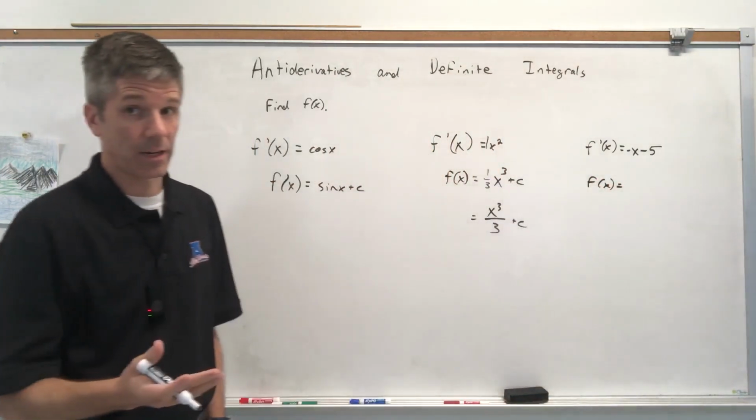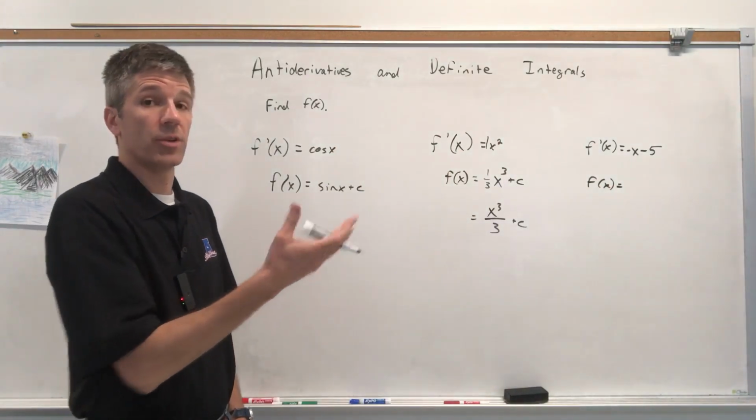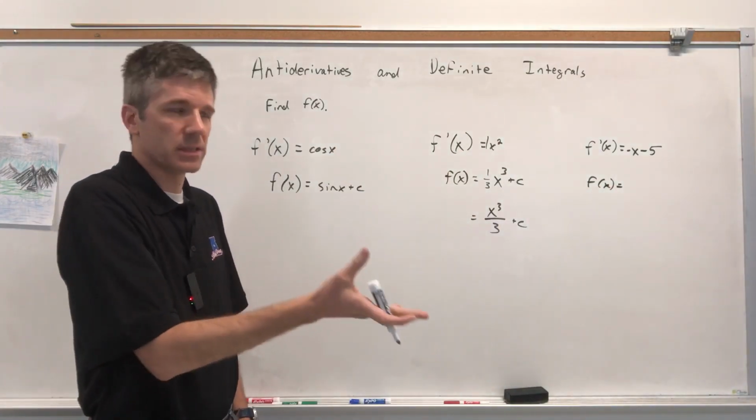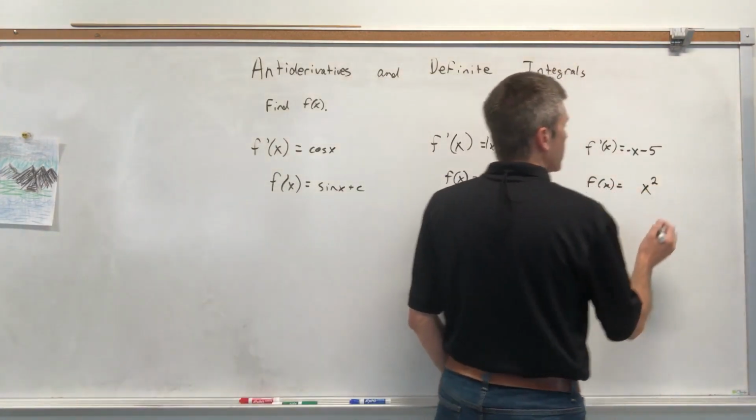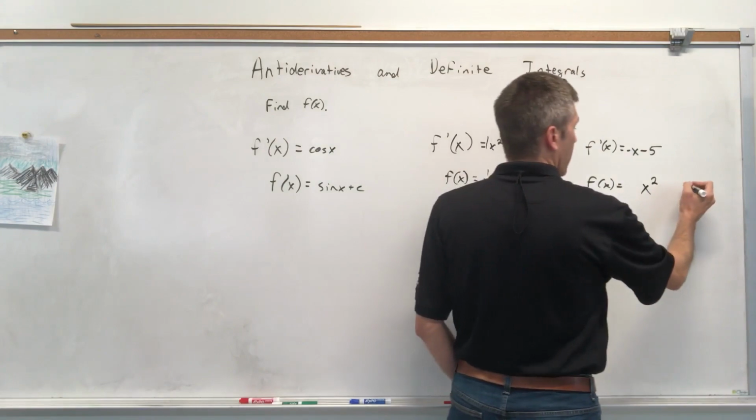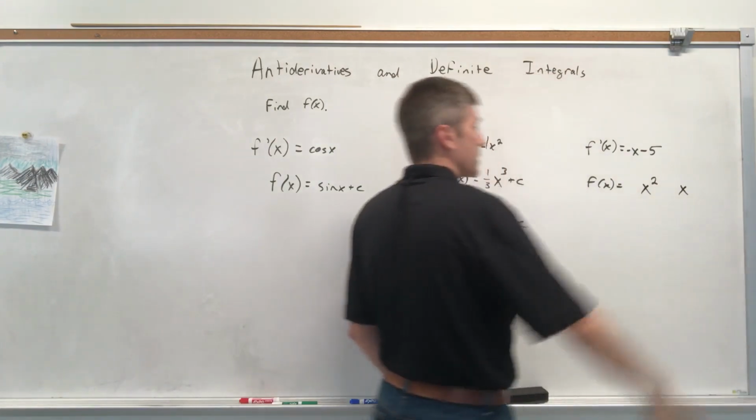Let's see, it was linear. I am going to undo. My derivative is linear, so my original function is going to be a quadratic. So I know it's squared. So x squared on that term, x on that term, c at the end.